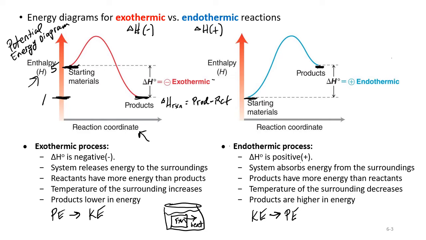So one point I'd like to make is what these humps represent. Well, we're going to talk about that later, but that's called your activation energy. Again, your activation energy goes from the energy of the starting materials to the top of the hump. And up here, this is called your transition state, and we'll talk more about that later.